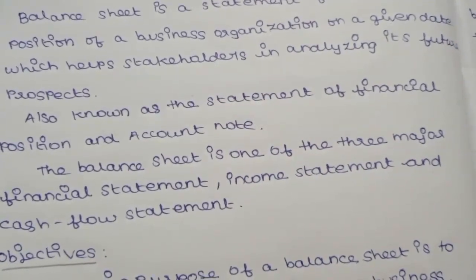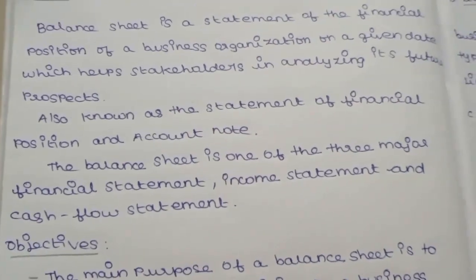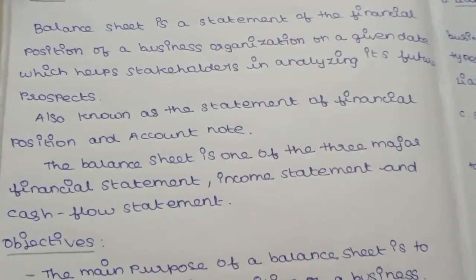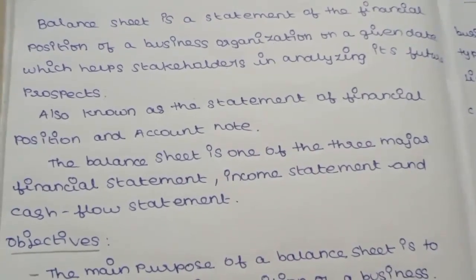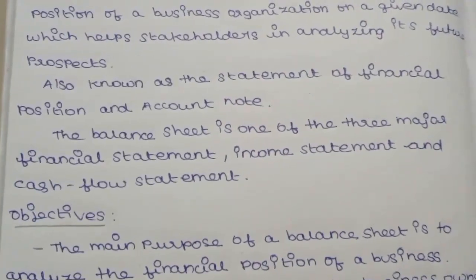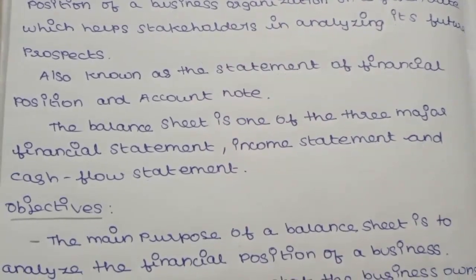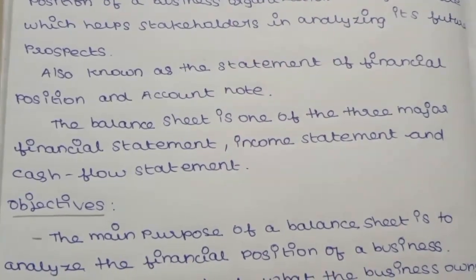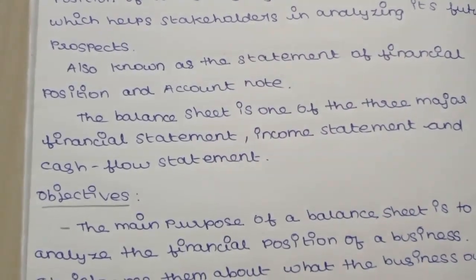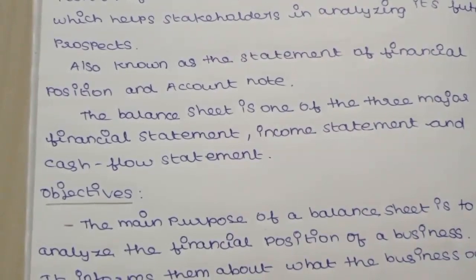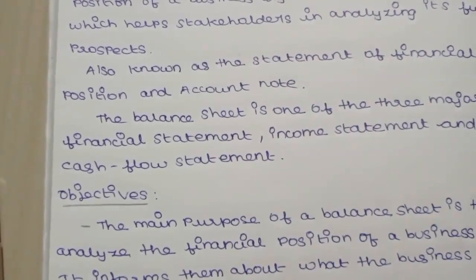It is also known as statement of financial position and account note. The balance sheet is one of the three major financial statements, along with the income statement and cash flow statement, which are necessary for conducting fundamental analysis of the business and calculating its financial ratios. A balance sheet can only represent the financial position of a business at a given date. It cannot represent varying trends over a longer time period.